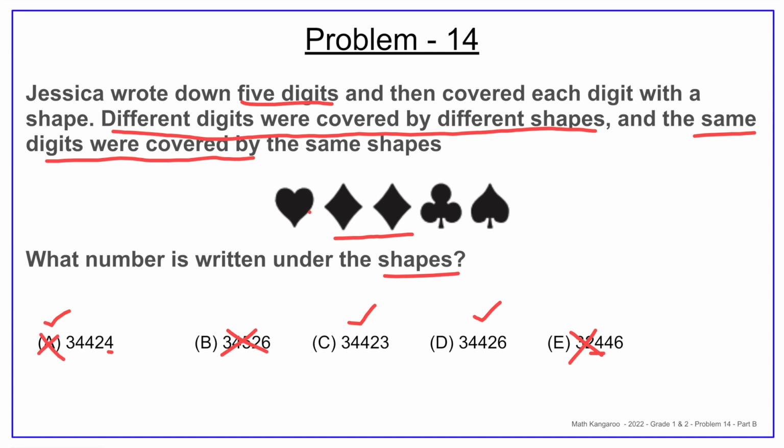Again, we have heart and spade. They are different, but this digit is the same, so this is not our answer. So remaining is option D, and that could be our answer.